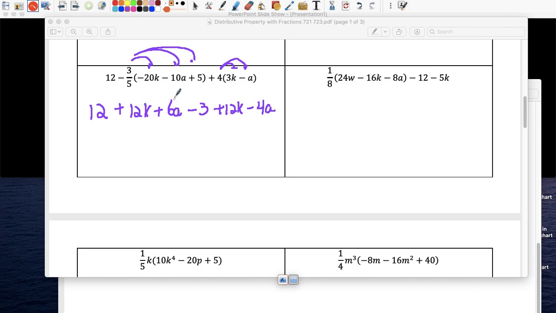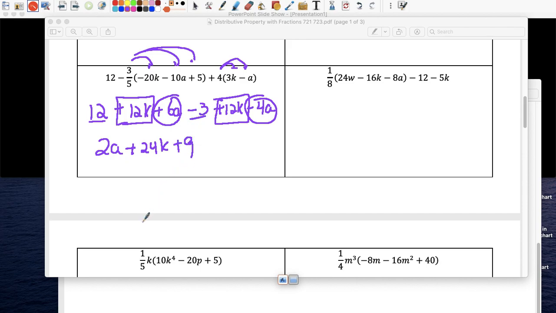Like terms, the a's, yeah, these two a's are like terms, so that gives me 2a. And then the 12k and the 12k are like terms, that gives me 24k. And then 12 minus 3 is just positive 9. There. Distributive property, distributive property, distributive property.